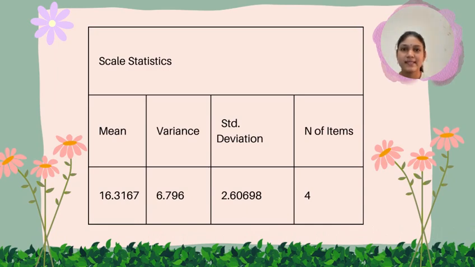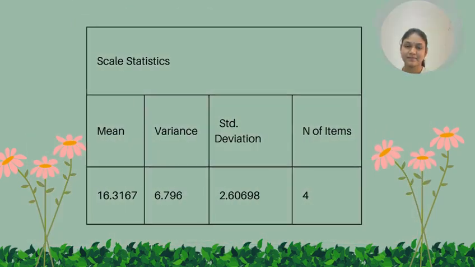The mean score across the 4 items is 16.3167 with a variance of 6.796, indicating the spread of scores around the mean. The standard deviation is 2.60698, which shows the average deviation of individual scores from the mean. This analysis is based on a total of 4 items.